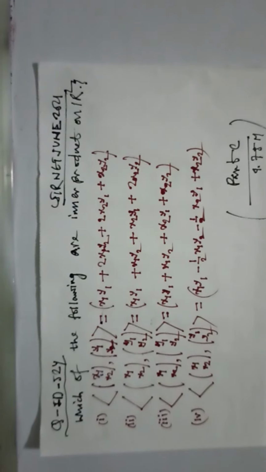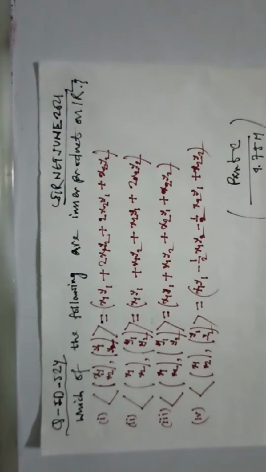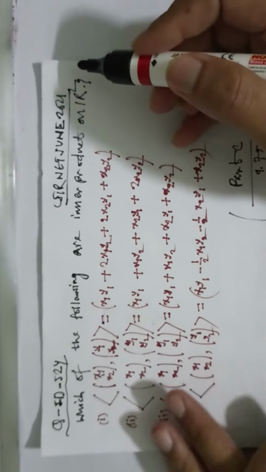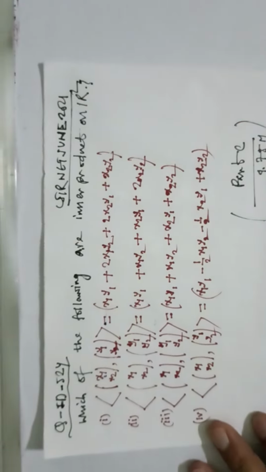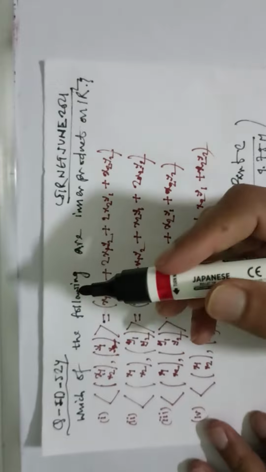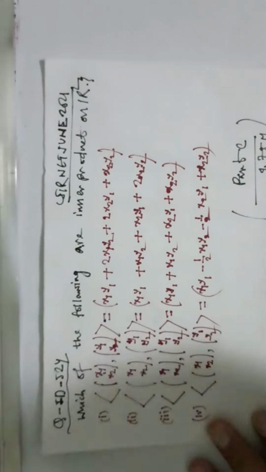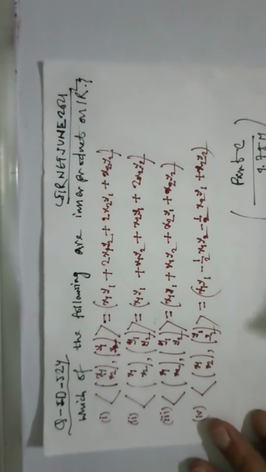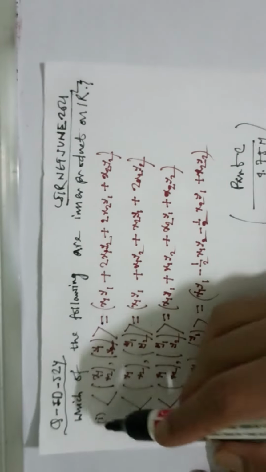Today in this video we are going to discuss an important question from CSIR NET June 2021. This is a question from linear algebra, from Part C, and it carries 4.7 marks. The question ID is 5.24. They are asking which of the following are inner products, and there are options 1 to 4 given.